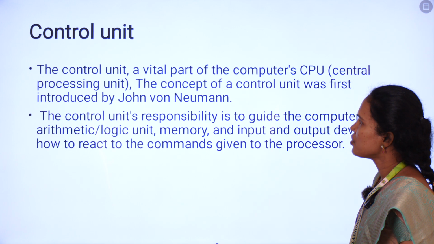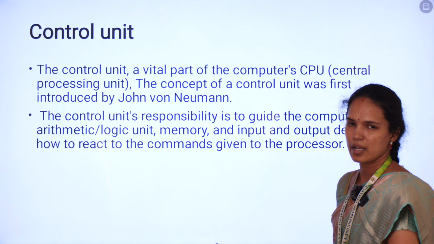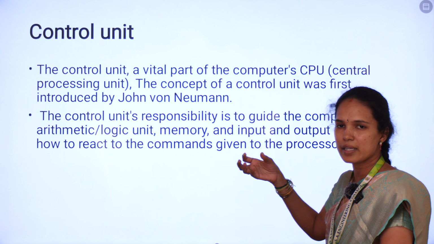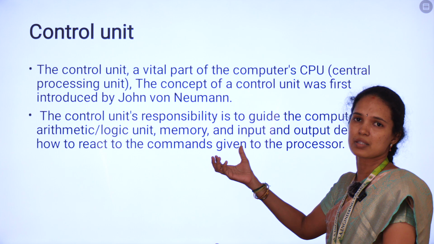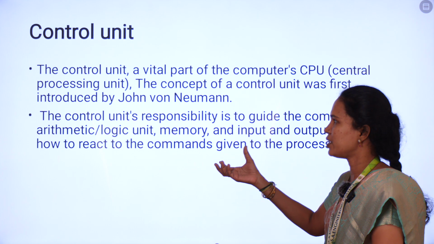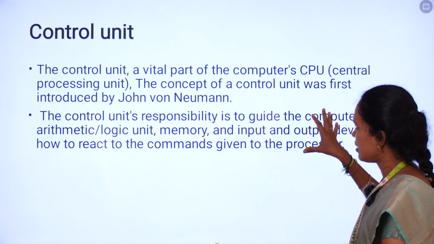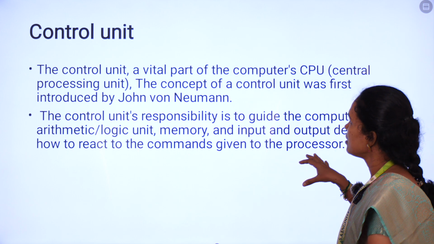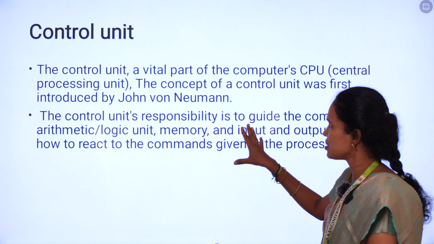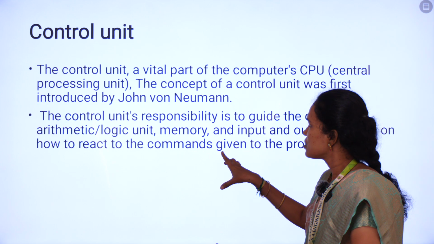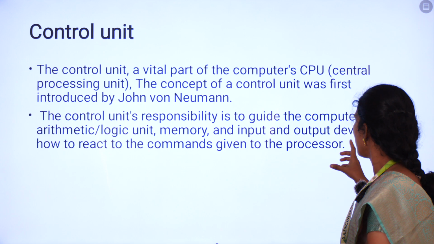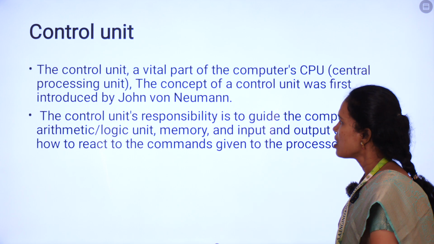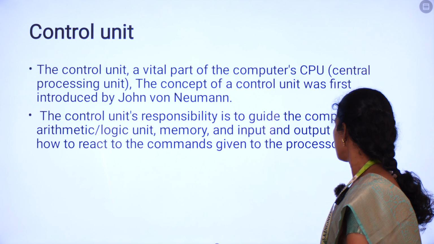So next one is the control unit. What is this control unit? I told you, without control signals nothing will be activated. Only by getting the control signals will all the other components be activated. The control unit is a very vital part of the CPU, the central processing unit. The concept of the control unit was first introduced by John von Neumann. The control unit's responsibility is to guide the computer's arithmetic logic unit, memory and input-output devices on how to react to the commands given to the processor.